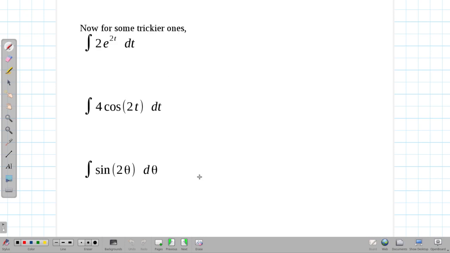Oh, now for some trickier ones, it says. Okay, 2e^2t. Now, I've used a t this time. Don't let that worry you. It's just telling you what the variable is. If I didn't use the dt there, I wouldn't know what my variable was. If I didn't have that there, I could think that it was an x, and then I'd have to deal with it in a different way, which we're not going to look at the moment. I know that my variable is the t. It's just another way of saying x if you prefer, okay? So t is my variable.